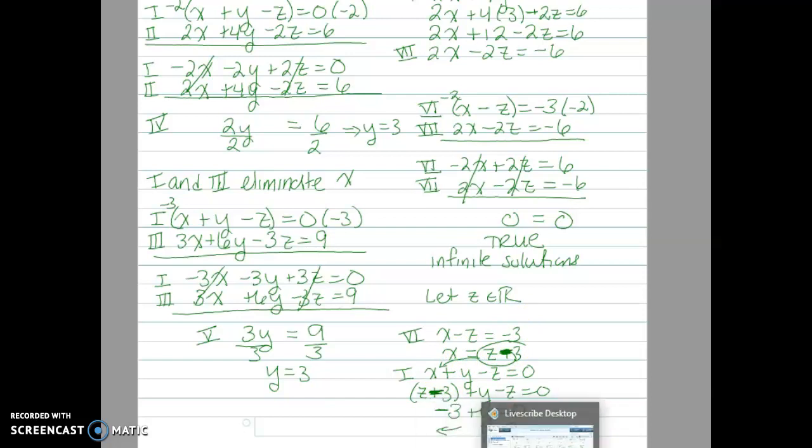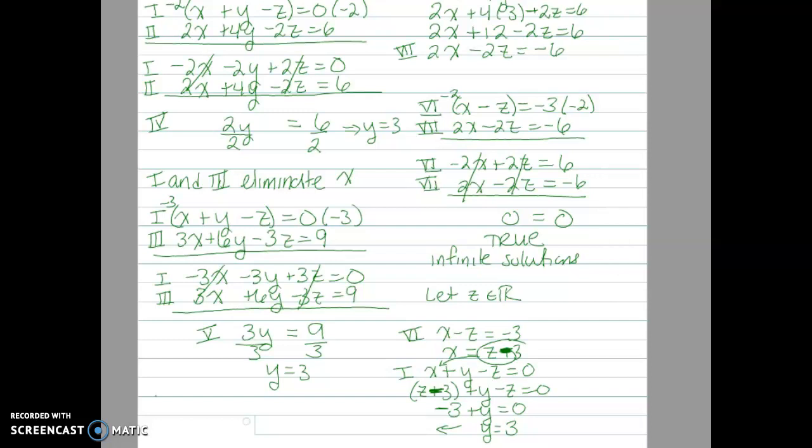So now I need to write my statement in set builder notation. The set of all x, y, z, such that x equals, and then write your expression for x, z minus 3. And then write your expression for y equals 3, and write z will be any real number.